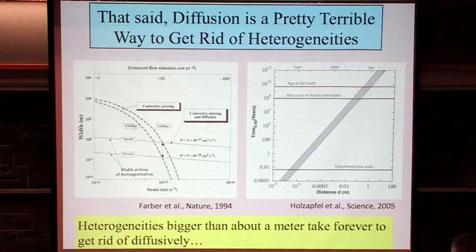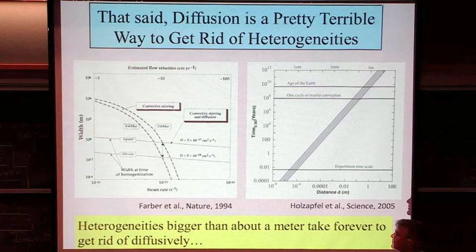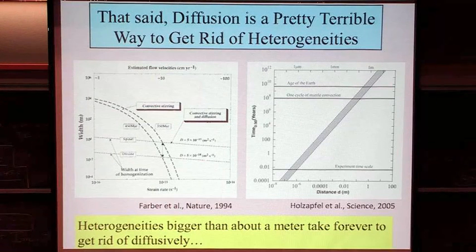There are 2 figures here, one of which is basically a coupled convective stirring and diffusion model, in different phases, for what the length scale of heterogeneities is that you can erase, that my ex-student Dan Farber and I did a long time ago. In olivine, give or take 10 centimeters, maybe you can erase a heterogeneity. Spinel, maybe it's more like a meter, something like that. Over a few 100 million years.